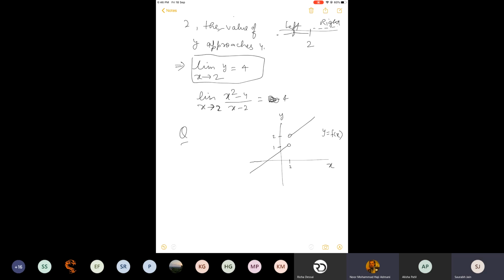So 1, 2? No, 2 will be the answer, because I am approaching 2 from the right side. Let me explain. Suppose this is some number. I am at this height, at this x. We are at this height, at this x. We are at this height. What are we doing? We are approaching 2 from the right side.